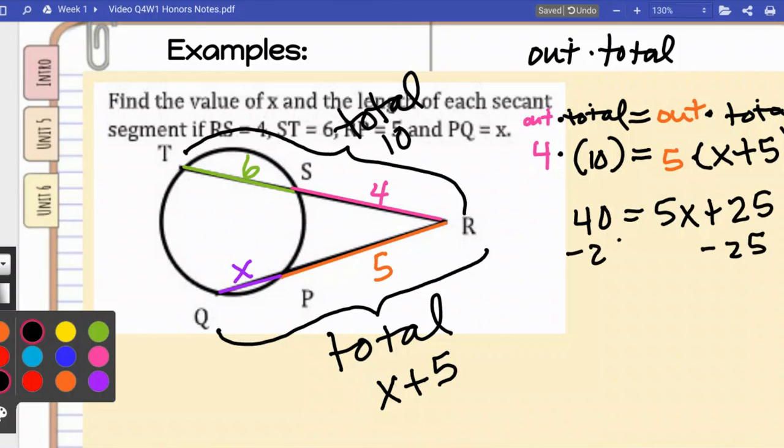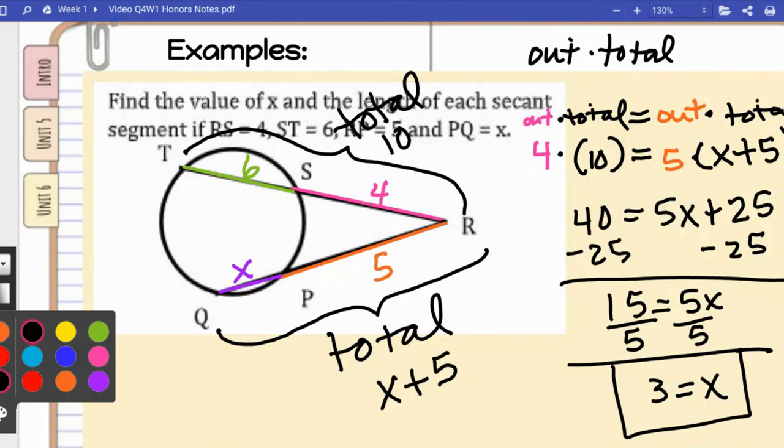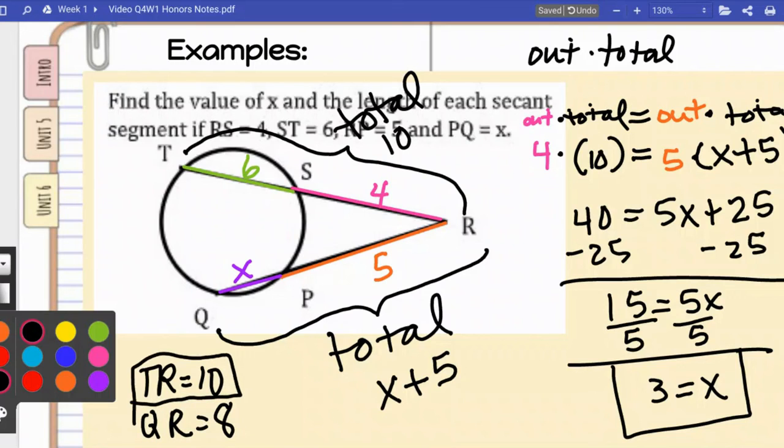Work out your algebra. And we get x equals 3. TR is just going to be 10. We already discussed that. But Q to R is going to be 8. They're not the same length, but their products of the outside times the total will equal each other.